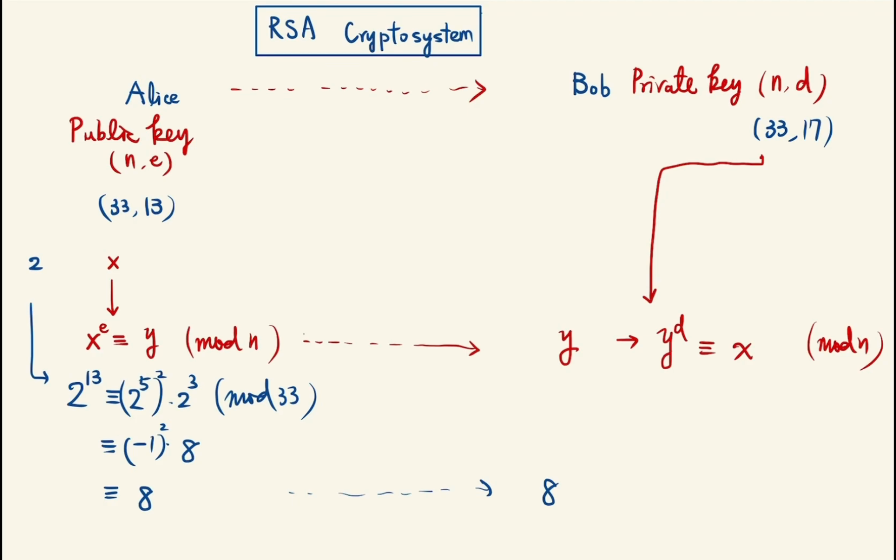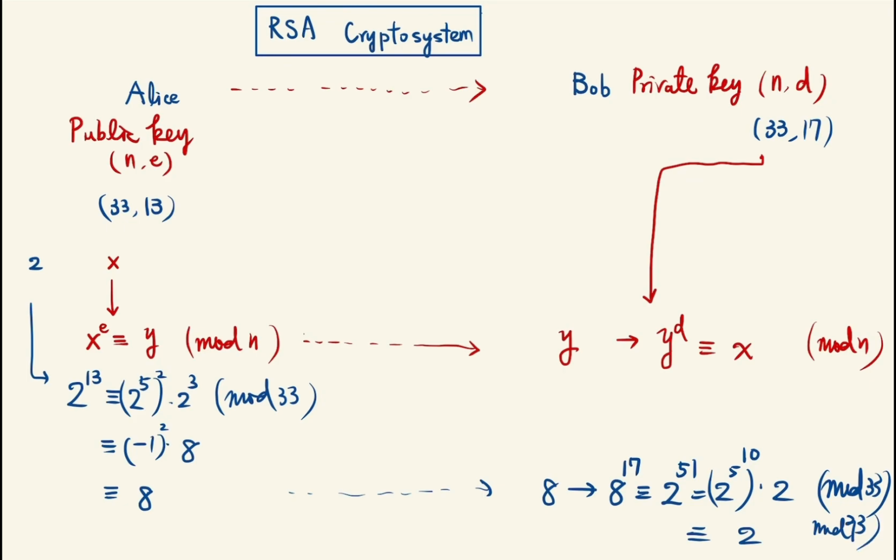So we can calculate this, for example, here, 8 to the power of 17. This is 2 to the power of 51, modulo 33, and we can see that this can be written as (2 to the power 5) to the 10 times 2, and we know that 2 to the 5 is minus 1 when you take modulo 33, so the answer is 2. So we actually get back the original message.